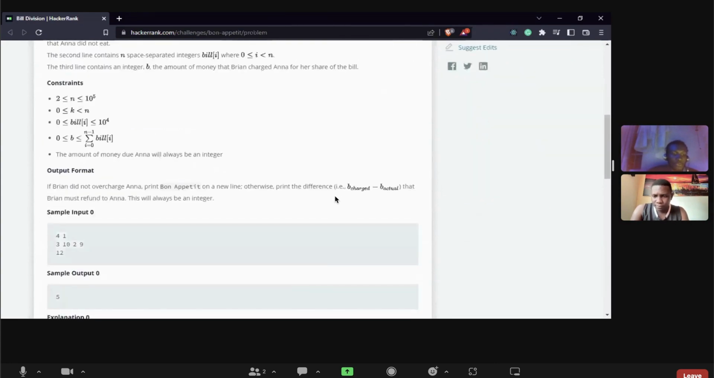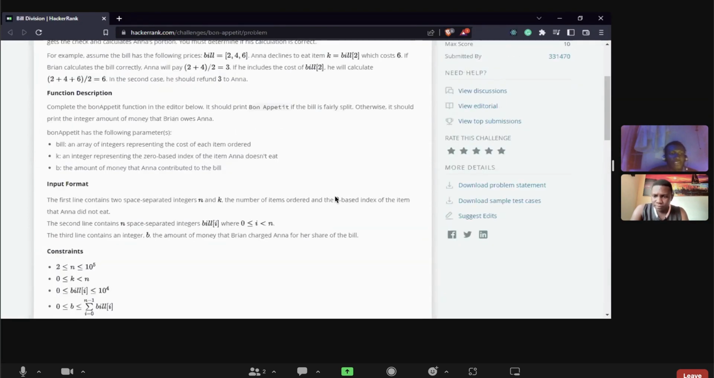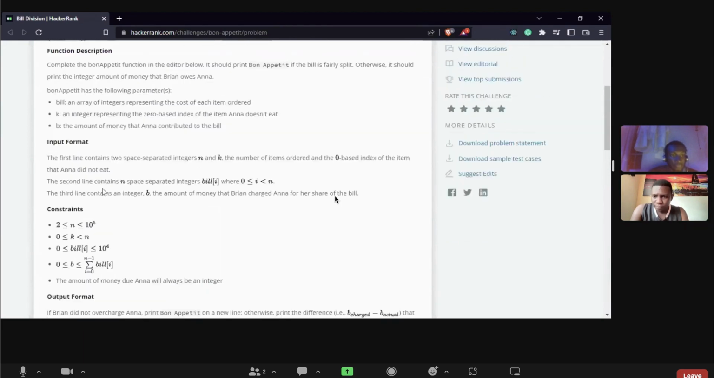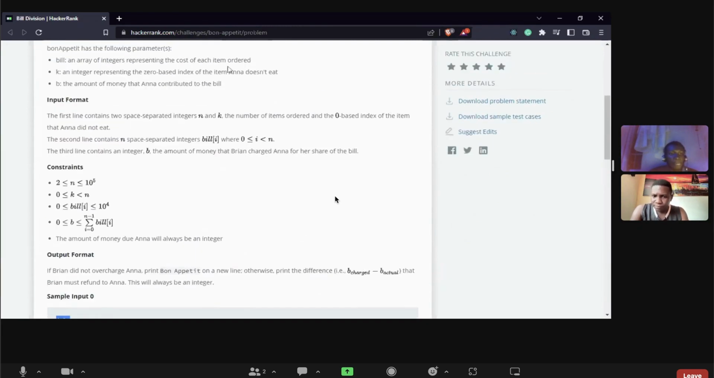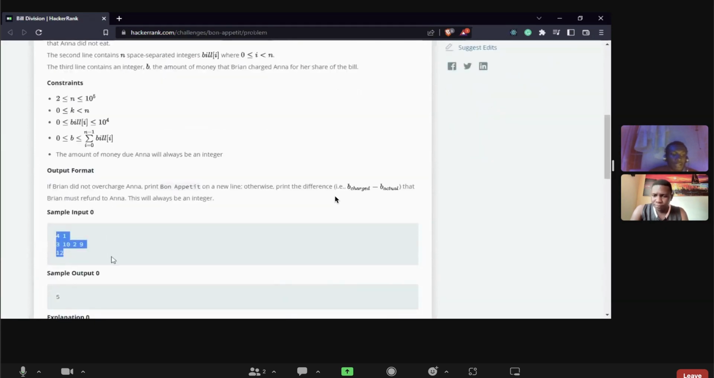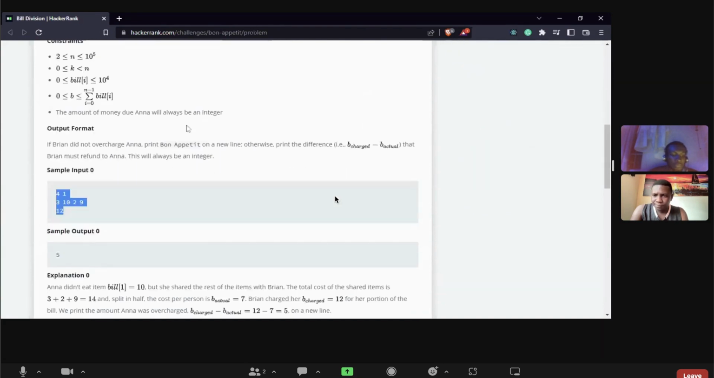So for example, given this part here, you have the first one, the second one, and the third one. These are described right here. So the first parameter is the bill, an integer array representing the cost of each item ordered. And then we have the b, the amount of money that Anna contributed to the bill.